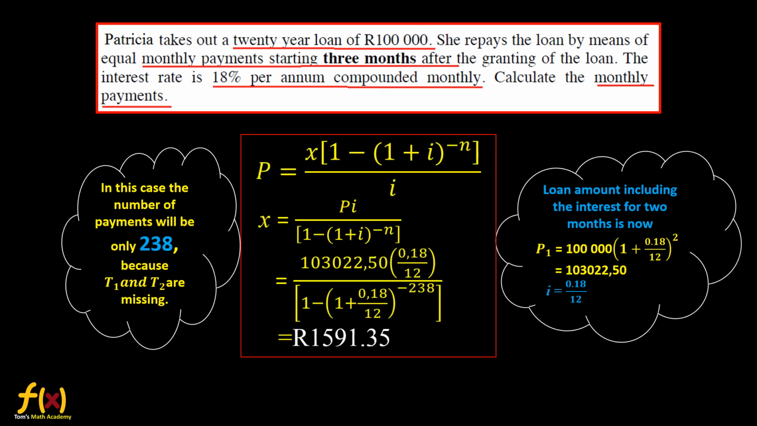Remember, learn these types of questions. So we are using that amount, 103,022.50. Substitute into the formula. Use the calculator.